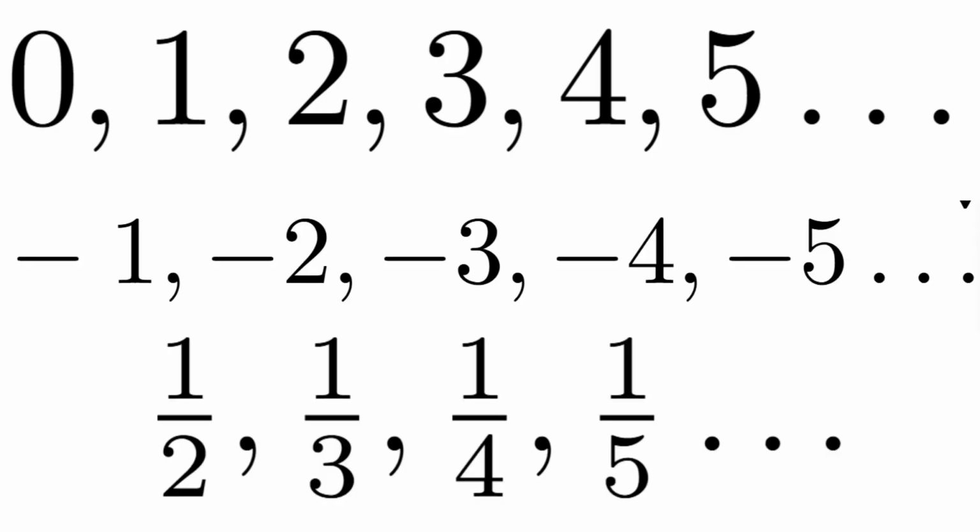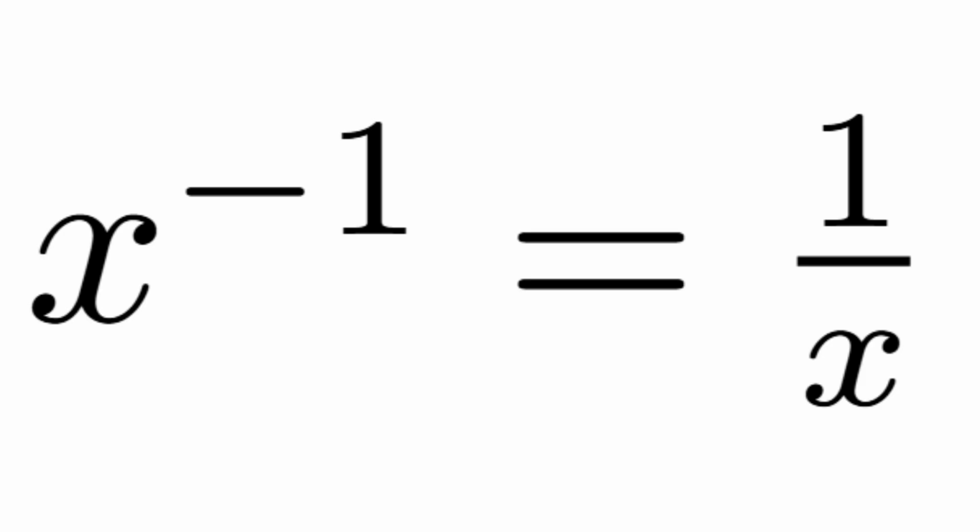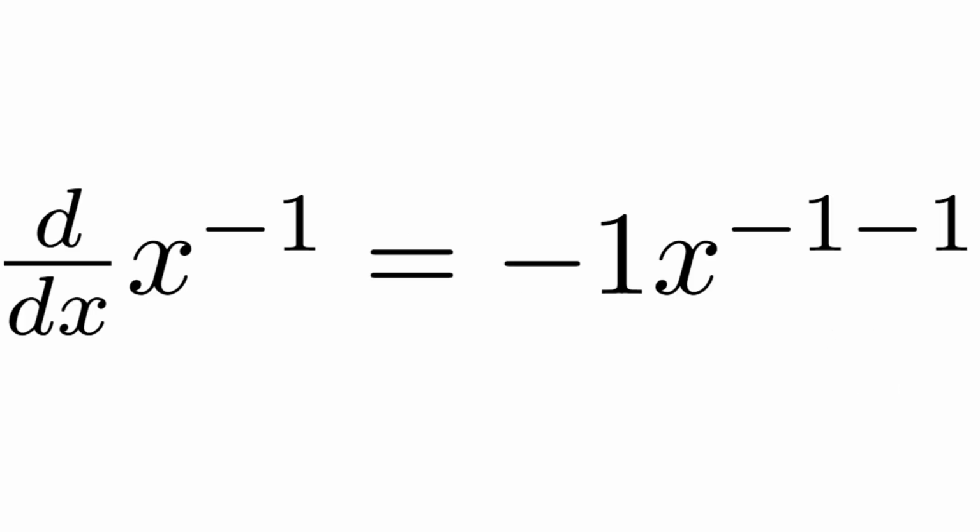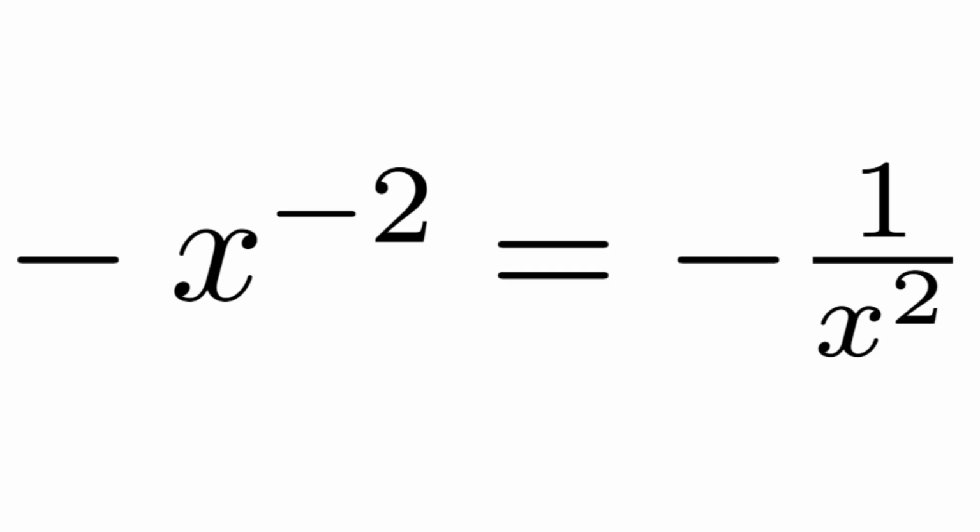Now, this formula doesn't only work for positive exponents, but also negatives and fractions. For example, x to the minus 1's derivative is minus 1 times x to the minus 1 minus 1, or minus x to the minus 2.